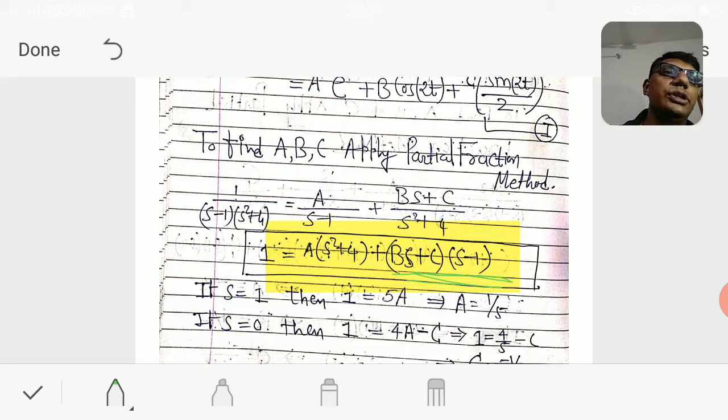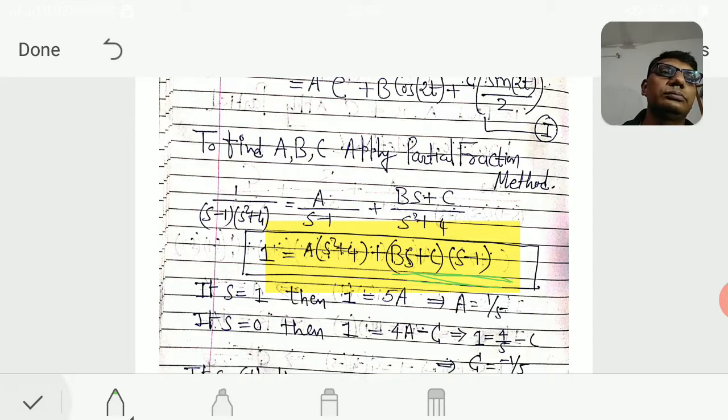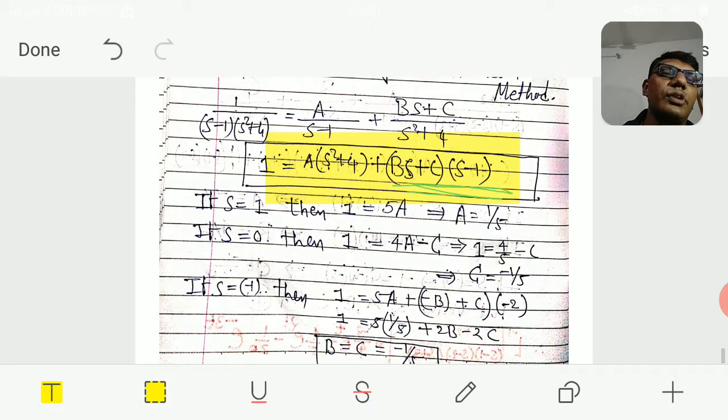If s equal to 0, then we get the left side equal to 1 and the right side equal to 4a minus c. Therefore c equal to minus 1 by 5 after putting the value of a.